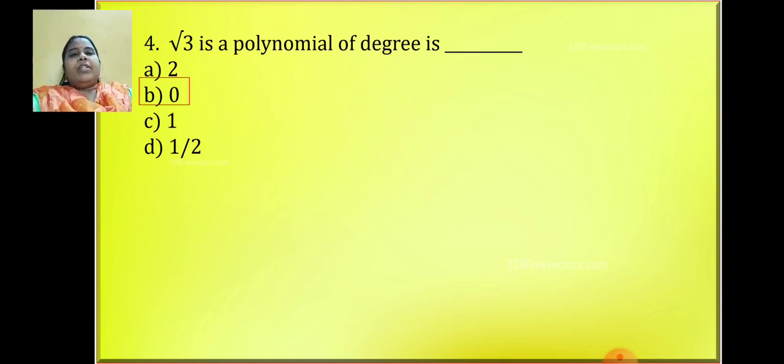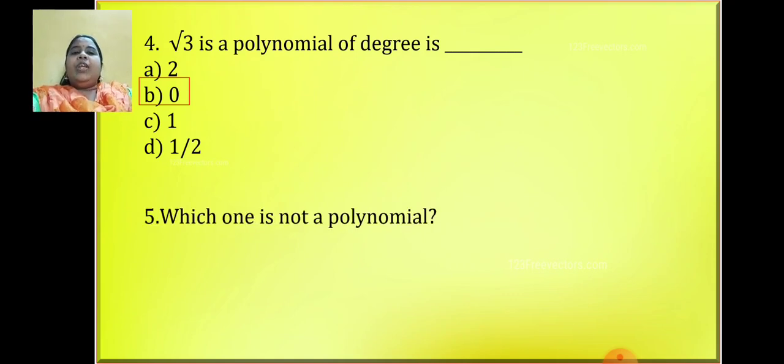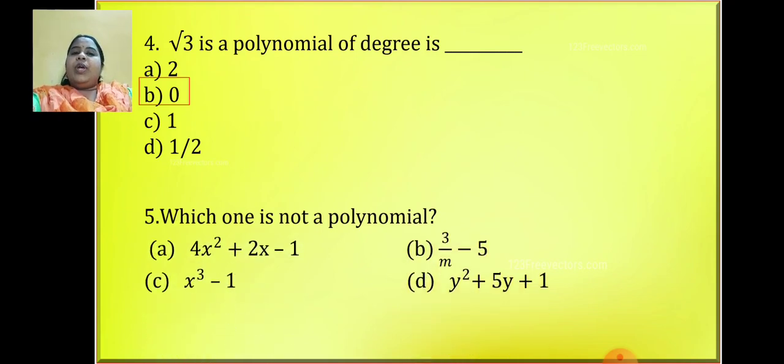Okay. Let's see the next one. Which one is not a polynomial? The options are 4x square plus 2x plus 1, 3 upon m minus 5, x cube minus 1, y square plus 5y plus 1. What is the definition of a polynomial? That the degree of the variable should be a whole number. Now let's one by one see the degree of the variables here. It is 2, a whole number. It is 3, a whole number.